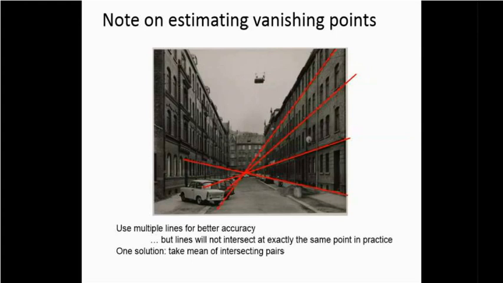So instead, if you're estimating a vanishing point, you want to try to minimize the angular distances between the lines and the point. So you choose a point such that the angle between that point and the midsection of the line segments is as close as possible to the angle of the line segment. And that will give you a more stable estimate of your vanishing point.